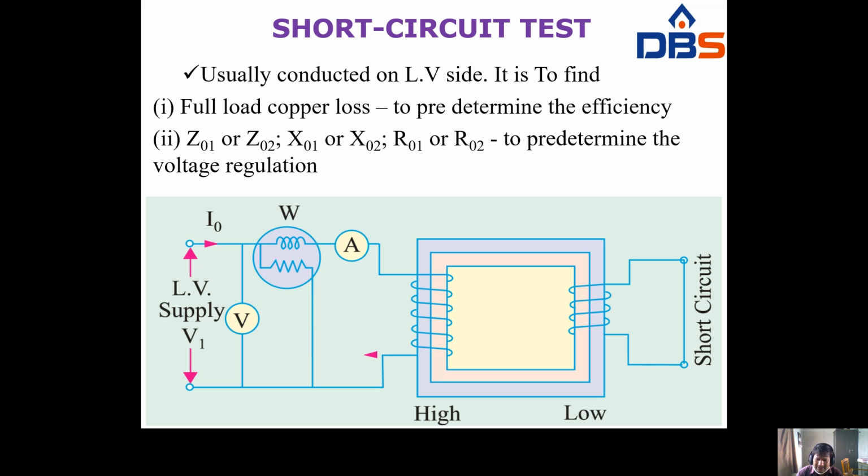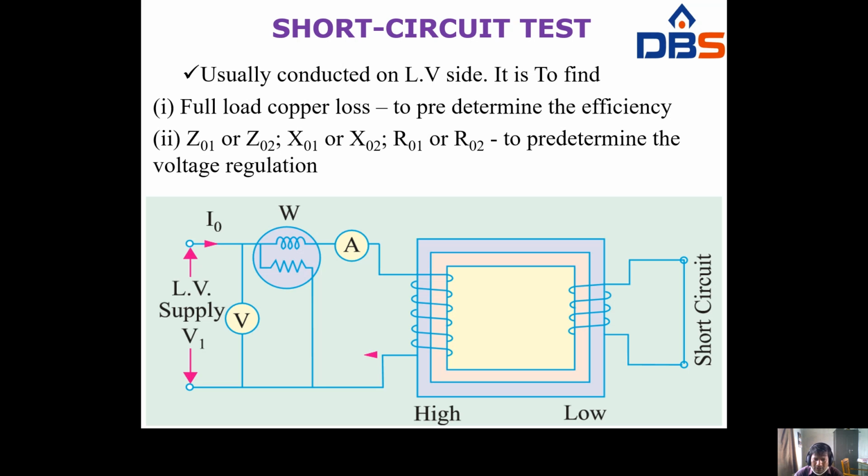Whereas the open circuit test is conducted at rated voltage and rated frequency, the short circuit test is conducted at rated current and rated frequency. And what is the main aim of this test? It is to determine the full load copper losses and also the series branch parameters R01, R02, X01, X02 and Z01, Z02.